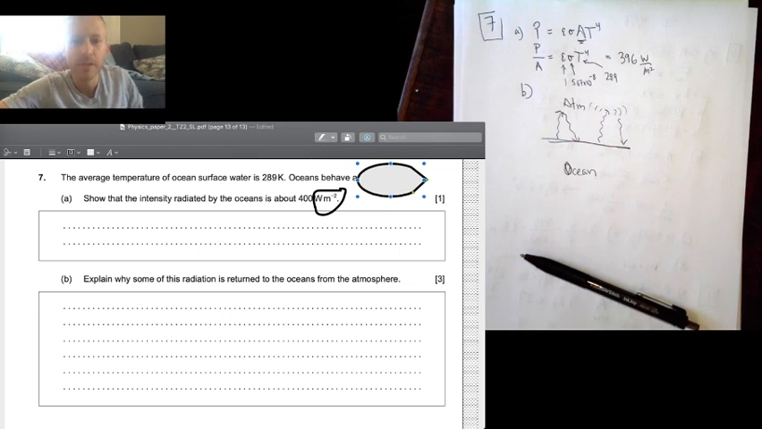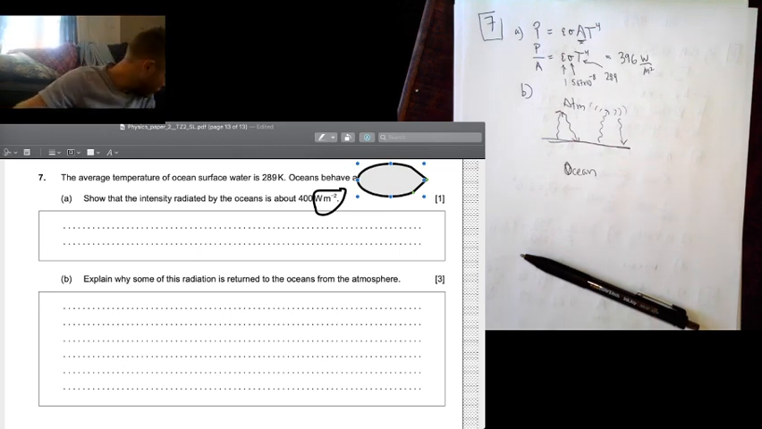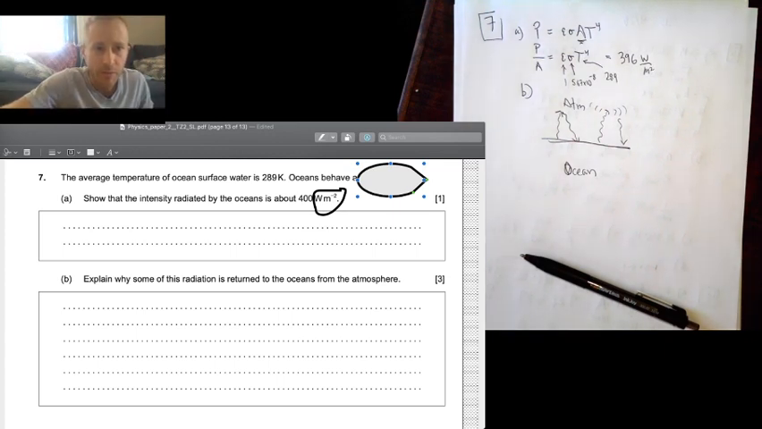For your daily items, you are going to work out questions 5 and 6 from this paper 2. And I hope you guys have a good day.